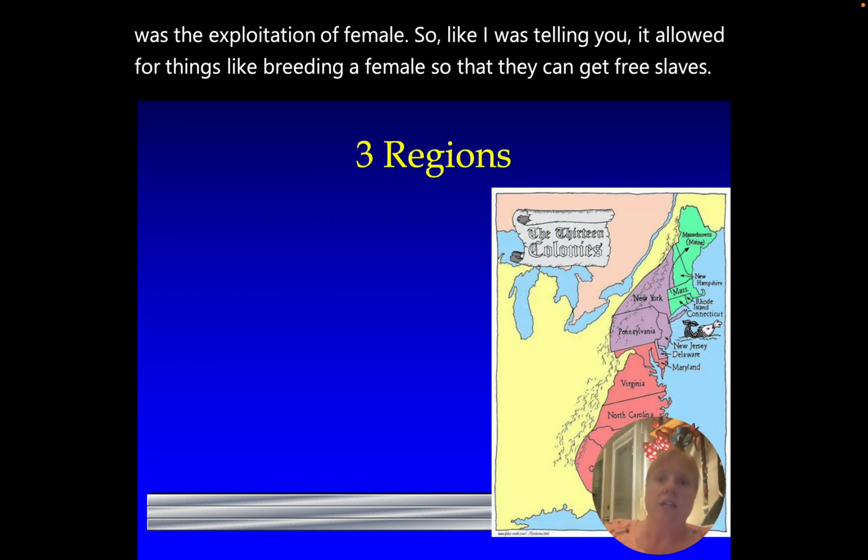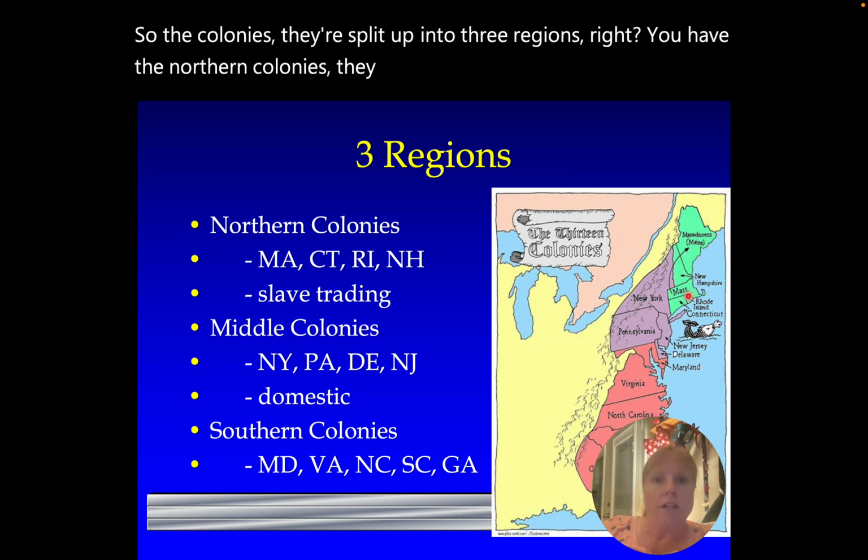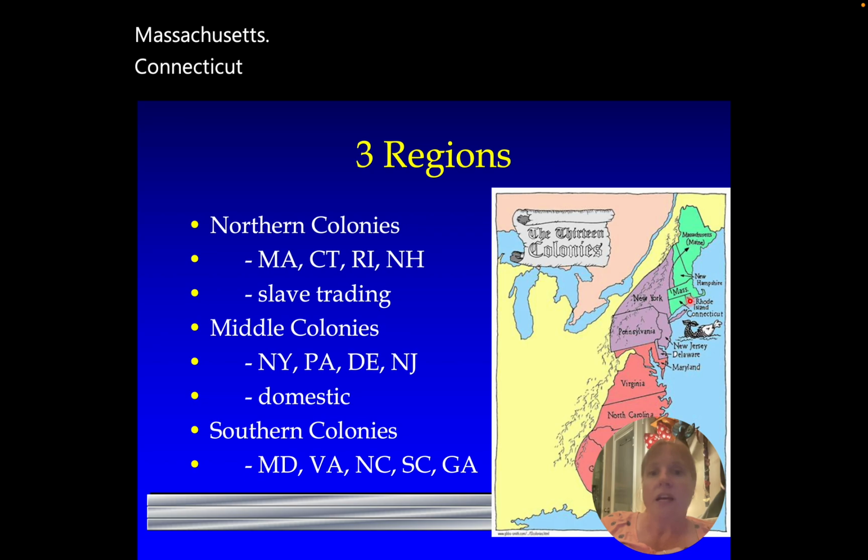So the colonies, they're split up into three regions, right? You have the northern colonies. They are these ones right up here. Massachusetts, Connecticut, Rhode Island, New Hampshire. Okay.